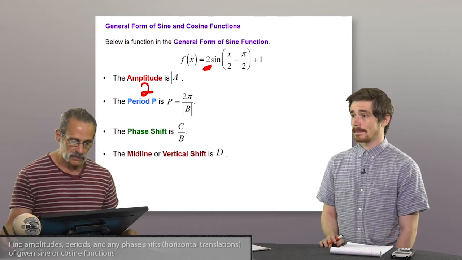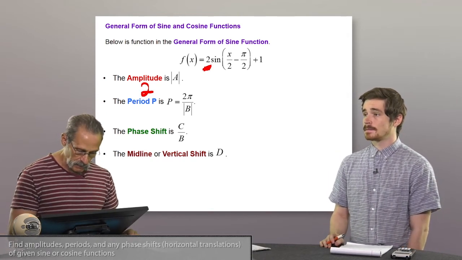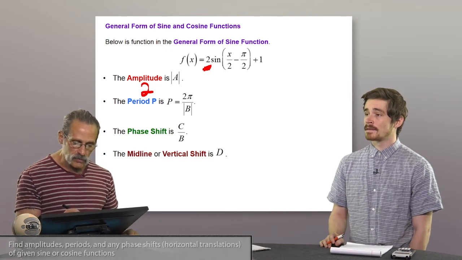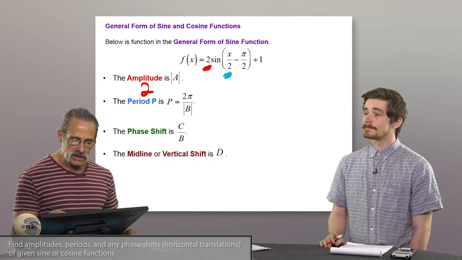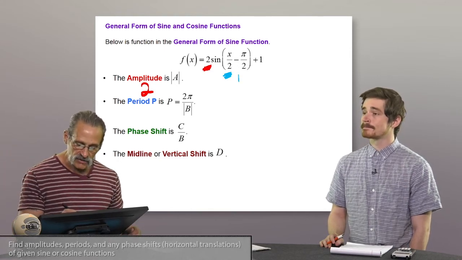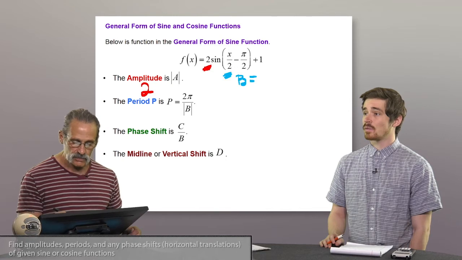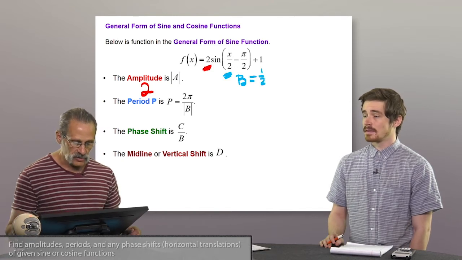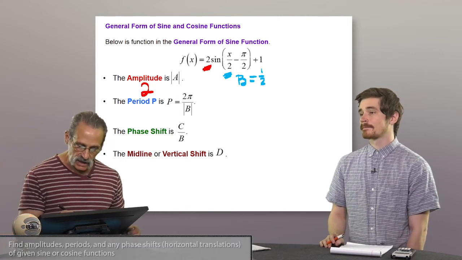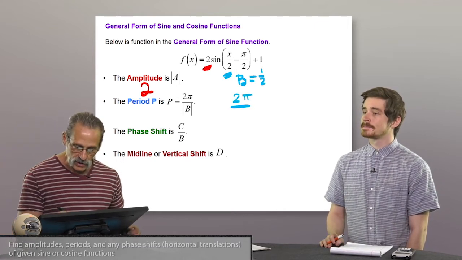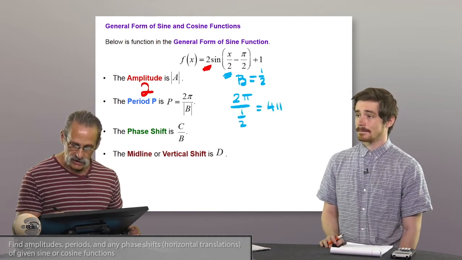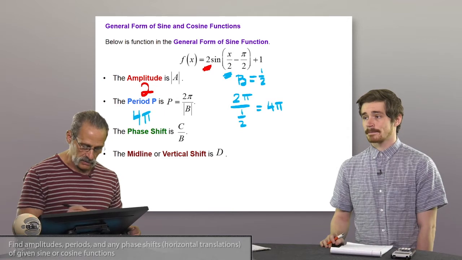Very good. To find the period, I have to say the period is 2 pi over b. And I can read b off of my formula. It's the coefficient in front of x. What's b actually? B is 1/2. So the period is not a half. It's found by taking 2 pi over what? Over 1/2. Which is what? 4 pi. Very good. I'll write that in for my period.